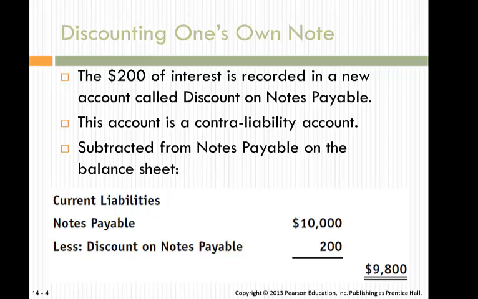Notice how the account Discount on Notes Payable is presented on the balance sheet. Since it's a contra account, it's listed right under the Note Payable account and is subtracted from Notes Payable to arrive at a subtotal. This subtotal is the amount of the proceeds and is called the carrying value. You'll learn carrying value more formally in a later chapter when we cover bonds.